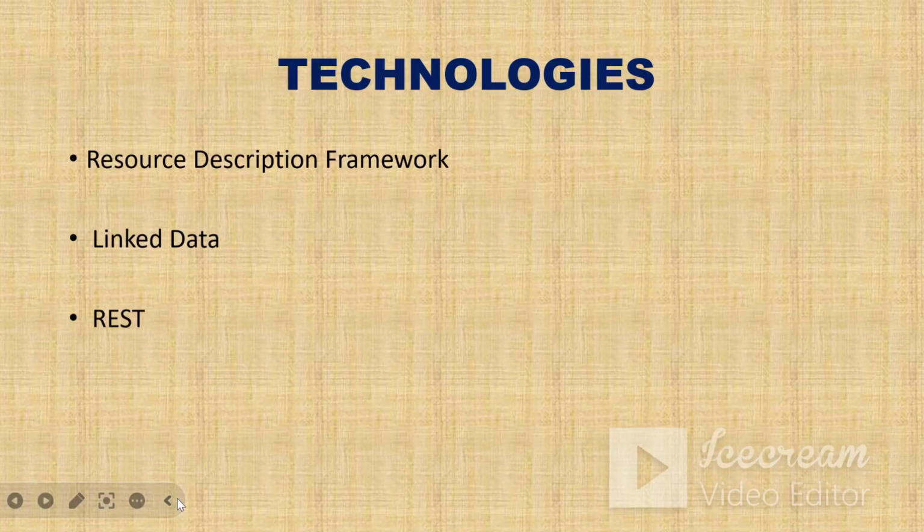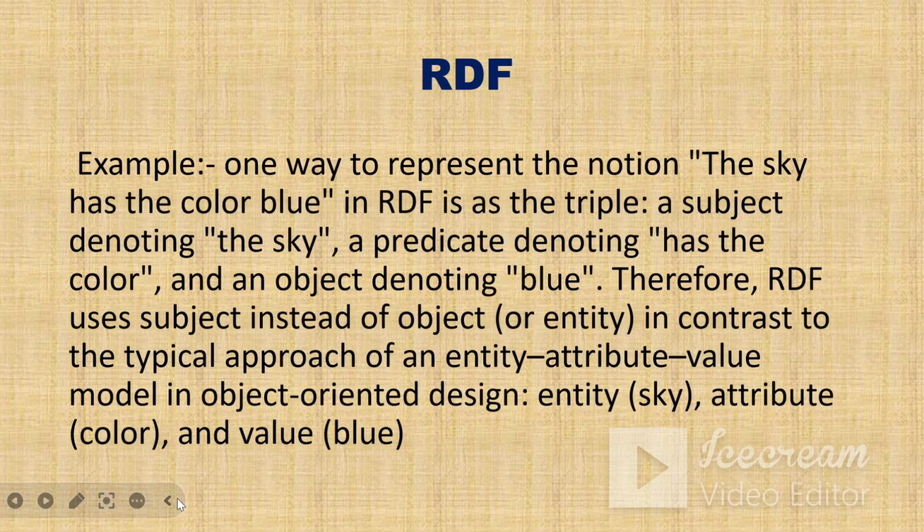So the technologies which we are using in OSLC are Resource Description Framework, Linked Data and REST. We have already looked at the Resource Description Framework, right? The RDF data model is similar to classical conceptual modeling approaches such as entity relationship or class diagram. It is based on the idea of making statements about resources in expressions of the form subject, predicate, object, known as triples. The subject denotes the resource, the predicate denotes the traits or aspects of the resource and expresses a relationship between the subject and the object.